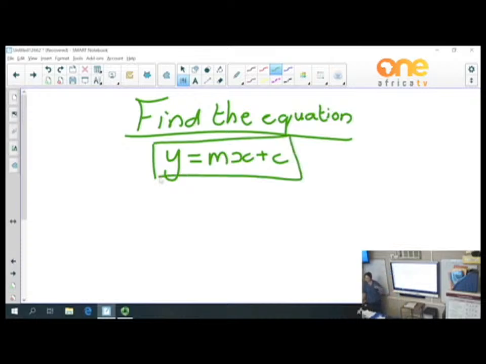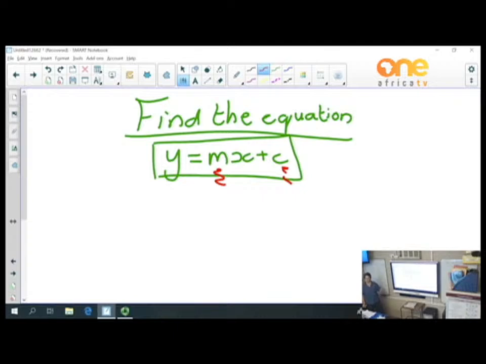So if you read that question, find the equation, write it down. Because the moment when you see that, at least you know what you're heading at. So what do I need to find? I need to find m, and I need to find c. Those are the two things that I need to find now.